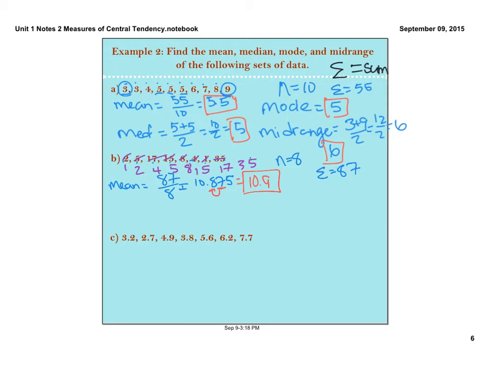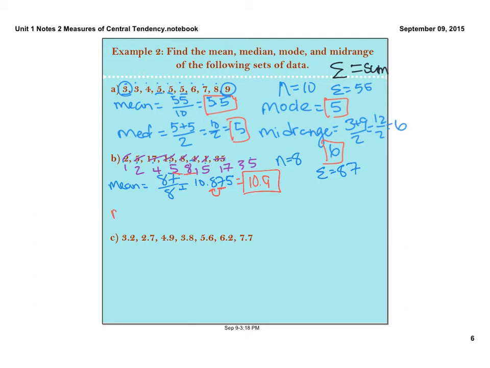If I take a look at the median, I have 8 digits here, so it's going to be between the 4th and the 5th. So I'm at 1, 2, 4, 5, and 8. I'm between the 5 and the 8. And again, you can do the good old-fashioned cross-off, where you cross off the 1 and the 35, cross off the 2 and the 17, cross off the 4 and the 15, and then you're between 5 and 8.